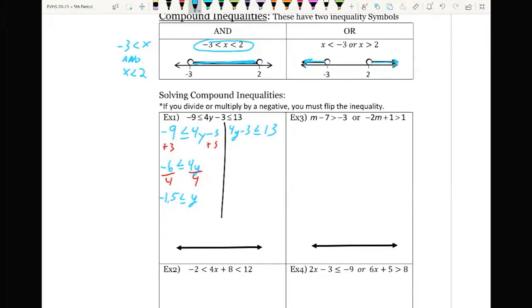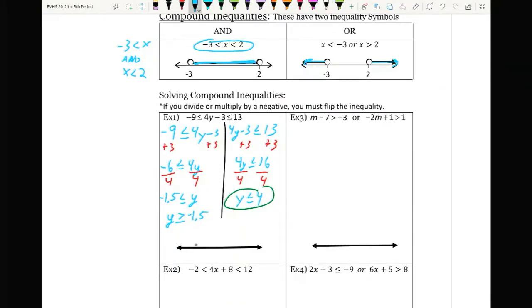Over here on the right-hand side, again, we're going to add 3 to both sides. 4y is less than or equal to 16. Now we're going to divide by 4. And that gives me y is less than or equal to 4. Now, when I graph inequalities on a number line, I always prefer it to be written like this, where the inequality is on the left. So this guy over here on the right, I'm going to go ahead and flip around. Make sure that when you flip it, you flip the inequality sign with it.